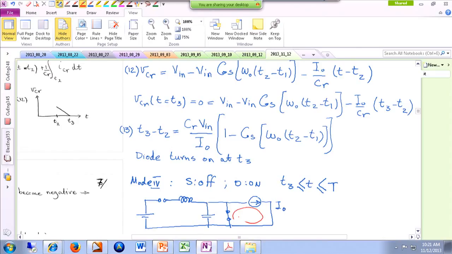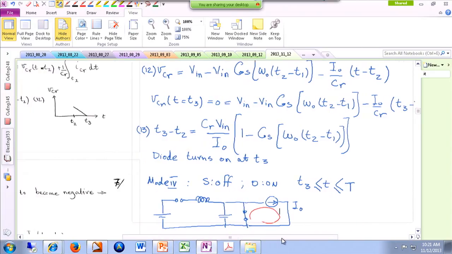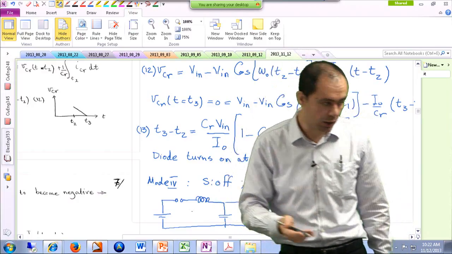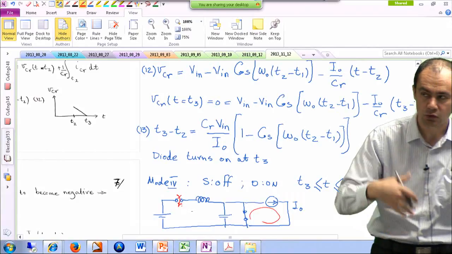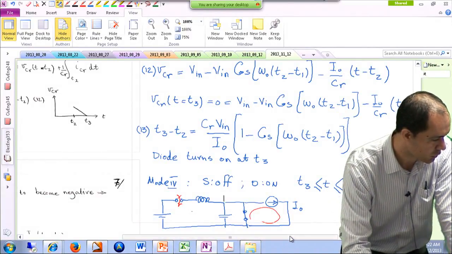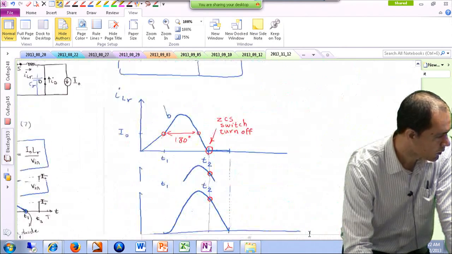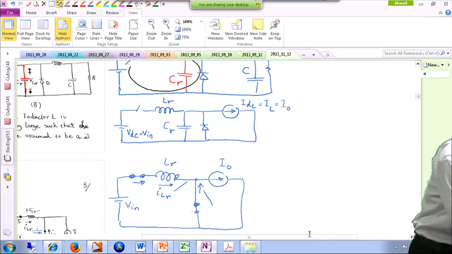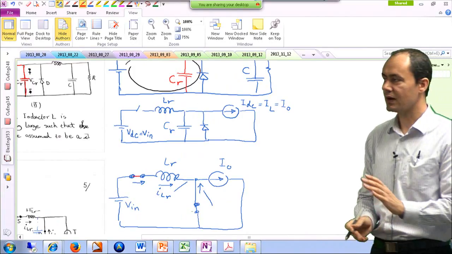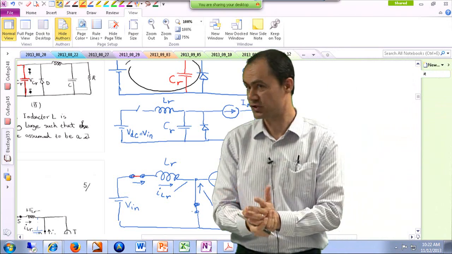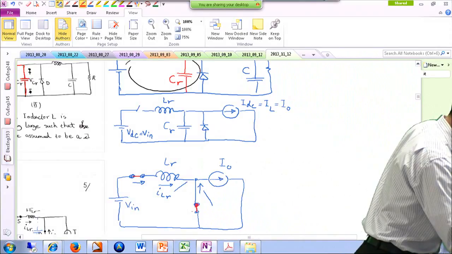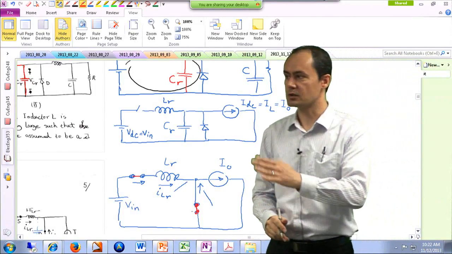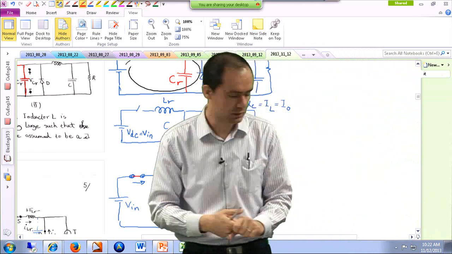It's important to know what happens when the period ends. When the period ends, you turn the switch on. So at the end of this period, you close the switch and jump back to mode number 1. We just closed the switch. The initial value of the resonating inductor current is 0 because it was open right before that, and the diode is still on. So at the end of this mode, you jump back to mode number 1.